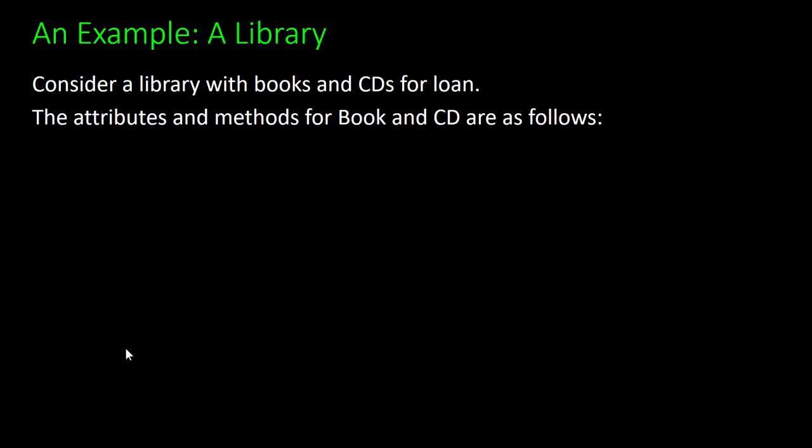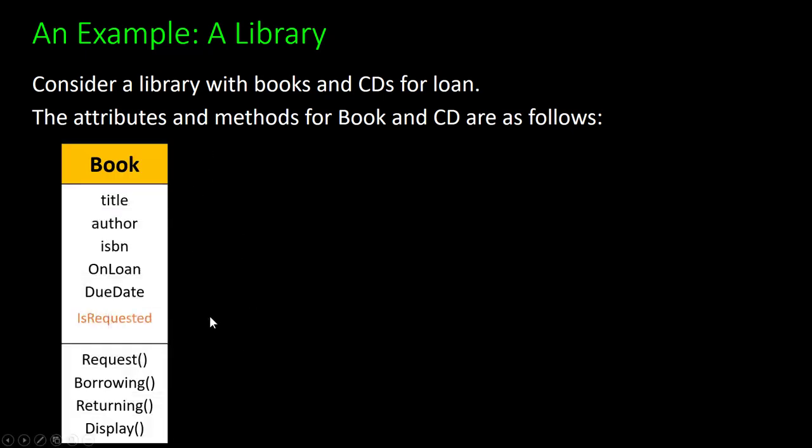And then if we look into the attributes and the methods required for the classes, book and CD, we have the following. For the case of books, you have the title, author, ISBN number. On loan, this will be a boolean. The due date, this will be the datetime type, and then whether anyone has requested the book. And then we have methods for the user to request the book, to borrow the book or return the book, and also to display the information of all the attributes.